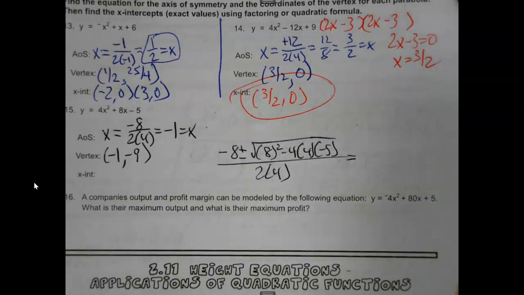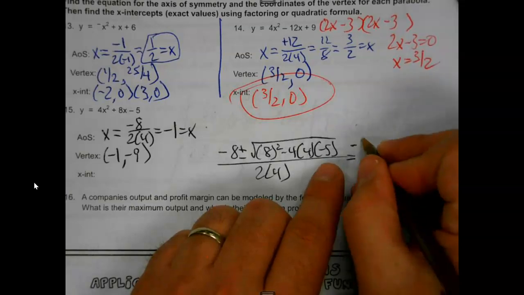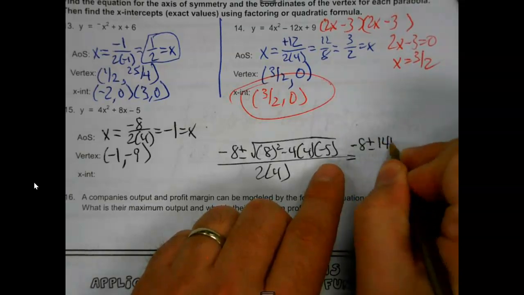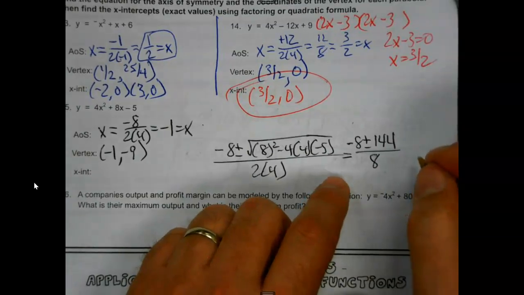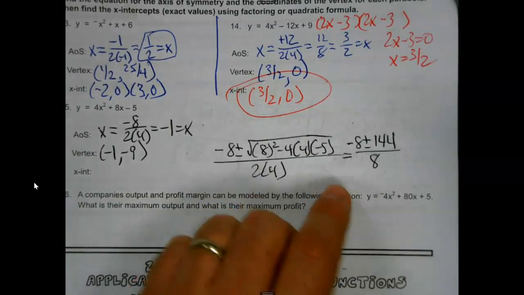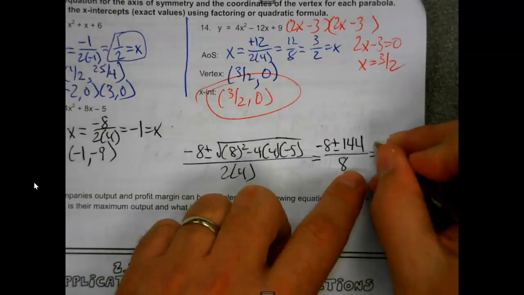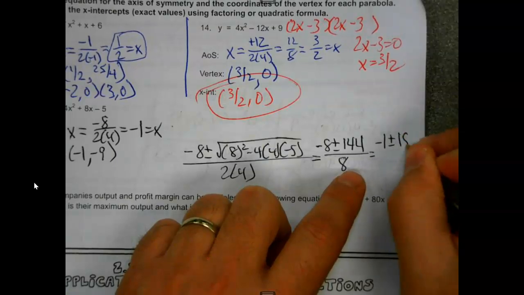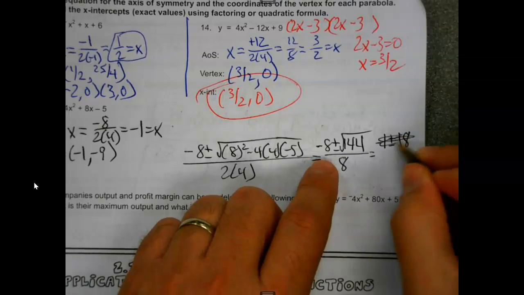Let's see here. That's 64. That's negative 80. 64 plus 80 is 144. Oh, dear. I think those are all divisible by 8. They are. Wait, that's the square root of 144, Hardy.